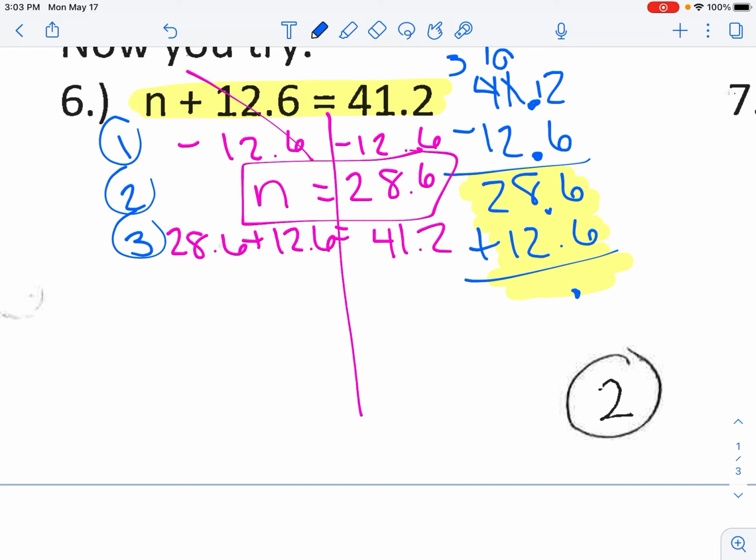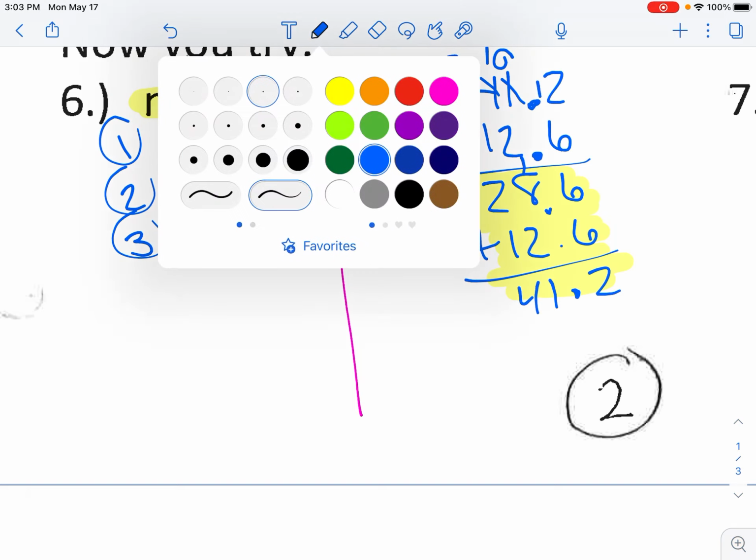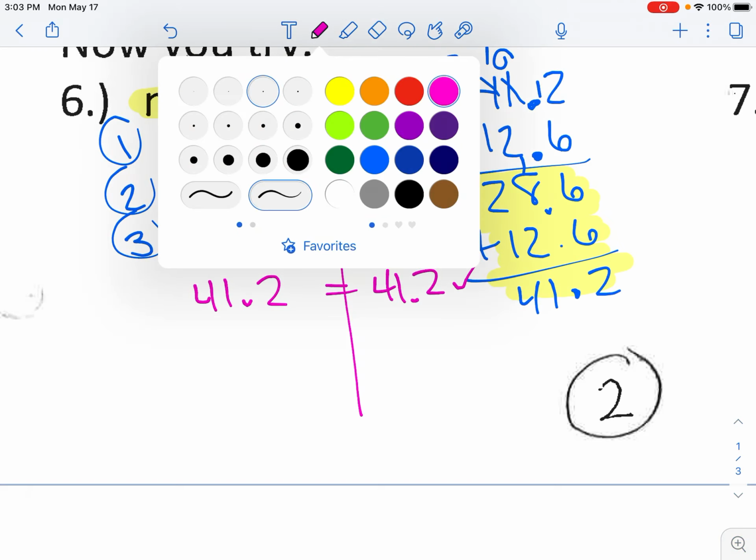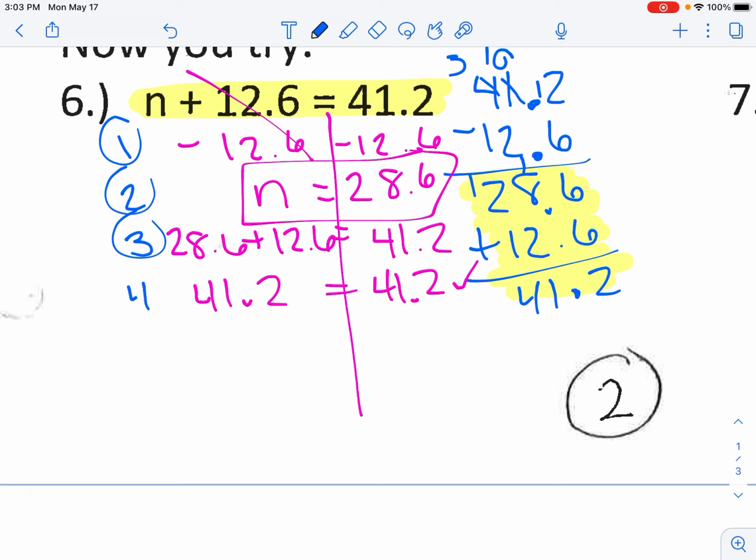So your decimal comes straight down. 6 and 6 is 12. 8 and 2 is 10 plus 1 is 11. And 1 plus 2 plus 1 is 4. So now I can say 41 and 2/10 equals 41 and 2/10, check. And do I have 4 lines to solving? Yes.